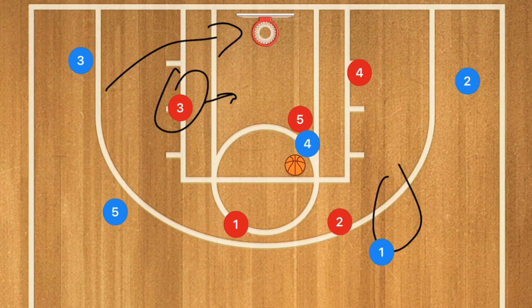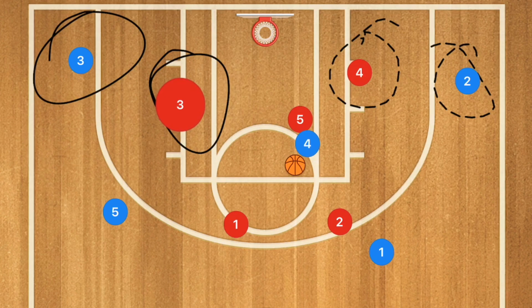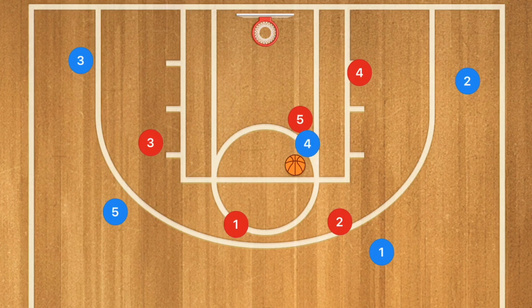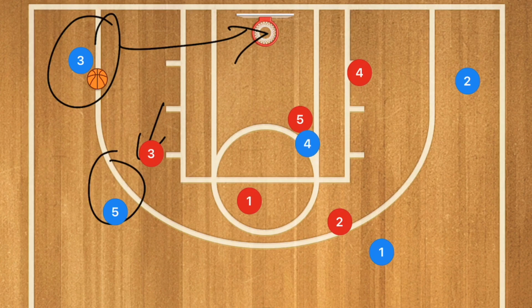Now, if one of these two wings mess up, those two players are going to be open. If player 3 messes up and stays high, player 3 blue can cut baseline. If player 3 red goes down too low, player 4 blue can kick out to player 5. That's going to make player 3 recover. Extra pass to player 3 gets an open 3-point shot. So again, reading the defense and reacting.